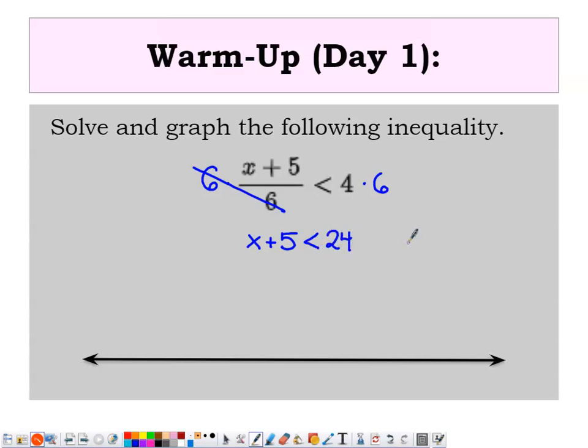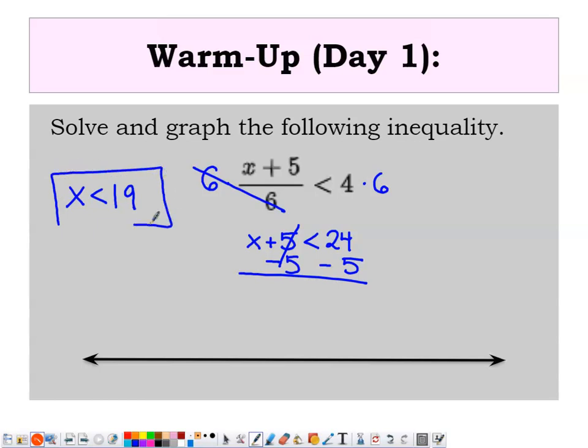Now it's just a one-step inequality. I need to go ahead and subtract 5 from both sides. And then I'm left with this answer. So we have x is less than 19. Now this is a solved inequality, and then we need to go ahead and graph it as well.